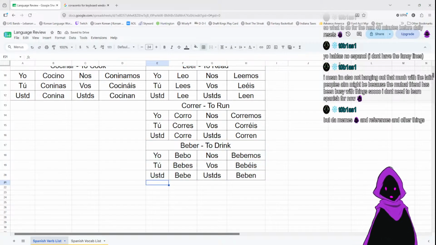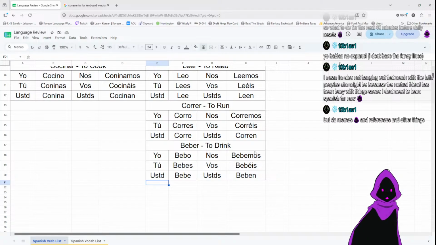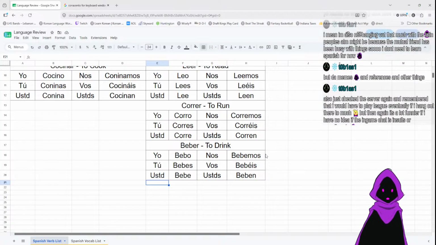Then if we want to use it, for example, we could say, yo bebo agua, yo bebo agua, or nos bebimos agua. We all drink water.